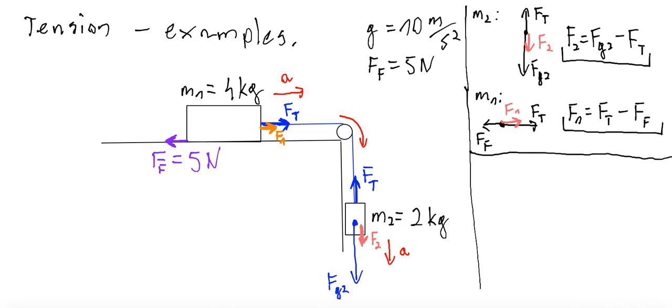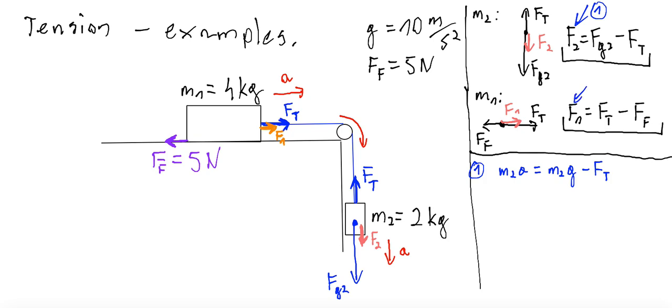Okay, so what is the solution? First, this equation. Let's name this equation number 1. Number 1 can be written as F2, which is mass 2 times acceleration, is equal to Fg2, which can be written as m2 times g minus tension.